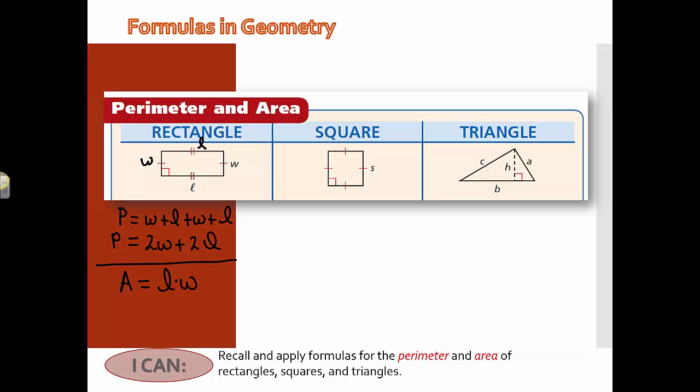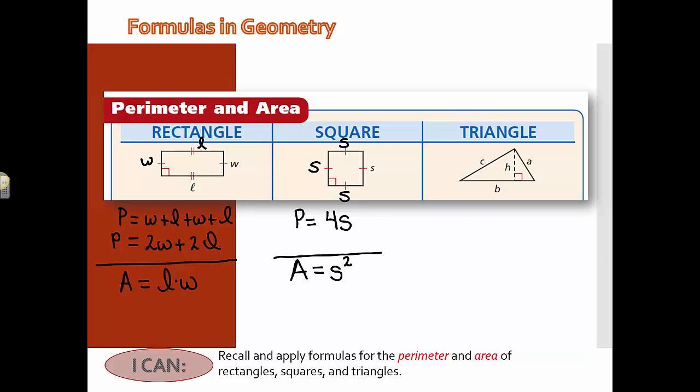A square is actually a rectangle, so we're going to use a similar formula, although these are all S, because all four sides of a square are congruent. So for our perimeter of a square, it's just going to be 4S, the distance all the way around the square. And the area, again, is going to be similar to that for a rectangle, but because they're both S, it's going to be S times S, which is S squared.